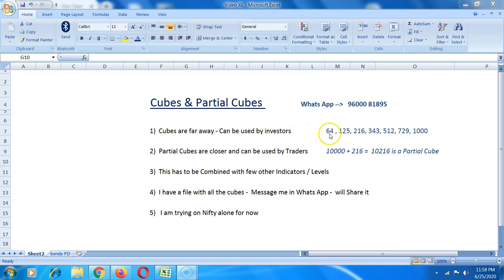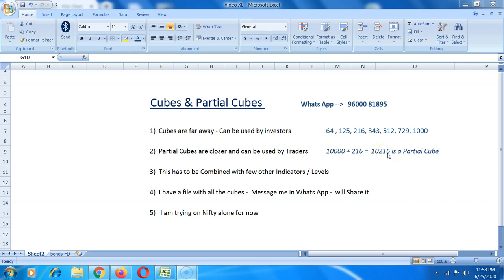So for example, 4 cube is 64, 5 cube is 125, and here what I mean by cube is to the power of 3. So 2 to the power of 3 is 8. Similarly, you have 3 cube 27, 4 cube 64, 5 cube 125, 6 cube 216, 7 cube 343, 8 cube 512, 9 cube 729, and then 10 cube is 1000. So if you add a round number, which is a sort of a major support or resistance, which is 10,000, and you add 216 to it, you get a partial cube, which is 10,216. So basically, when you see the last 3 digits, you know that it is a cube.